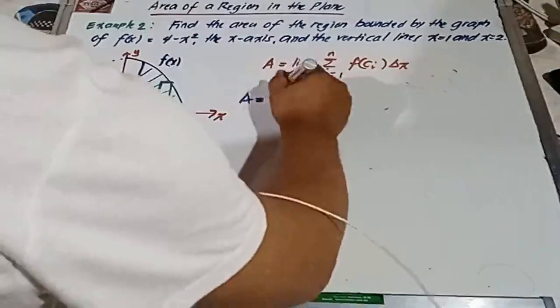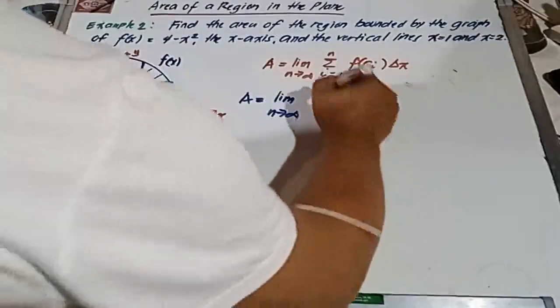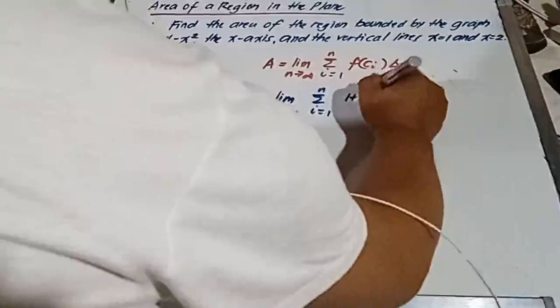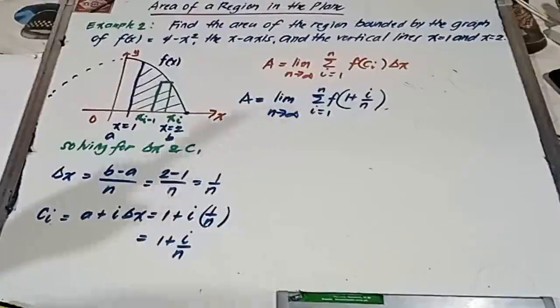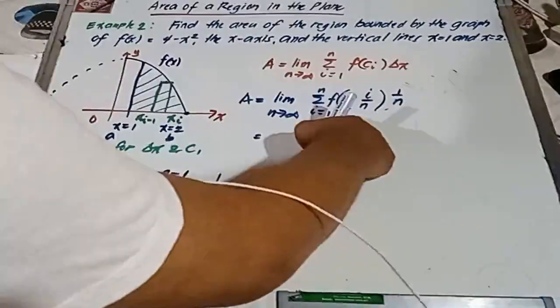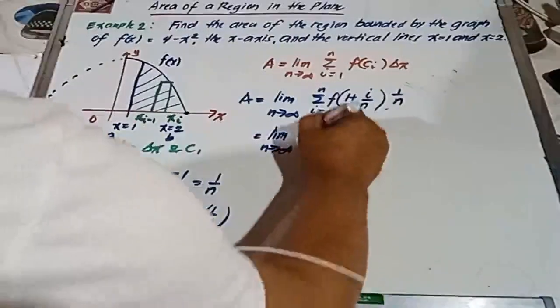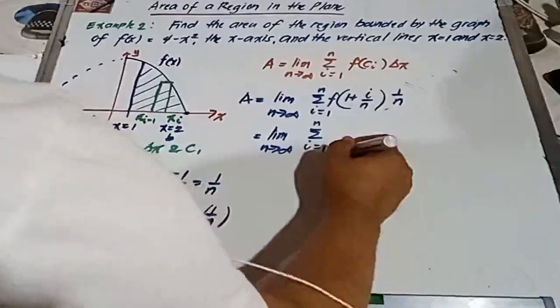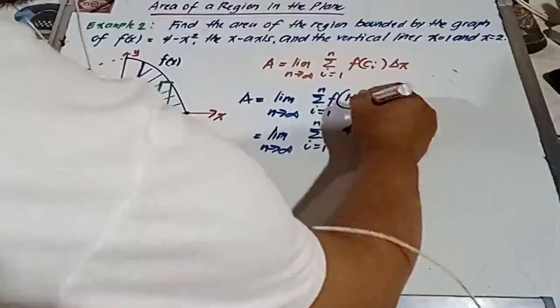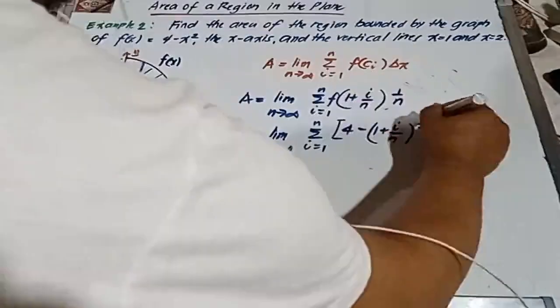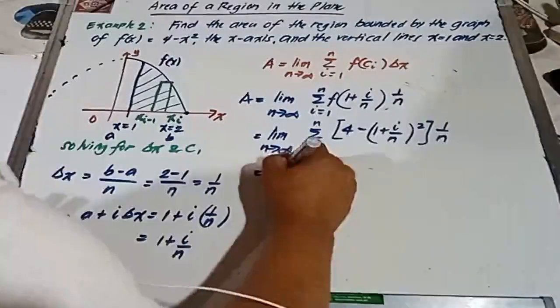Substitute natin sa ating formula para makuha natin yung area. We have area equals limit n approaches infinity, summation of i equals 1 to n, f of 1 plus i over n, times delta x which is 1 over n. Then solve natin si f of 1 plus i over n. Limit, summation of i equals 1 to n, 4 minus, this is your x, 1 plus i over n squared, times 1 over n. Then, expand natin.